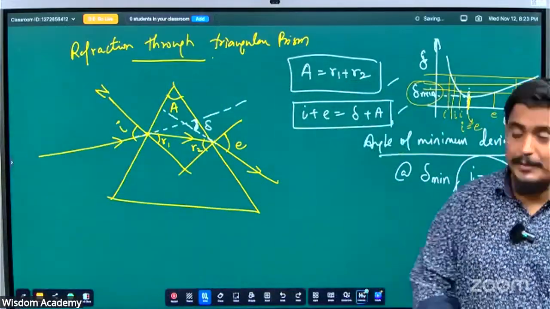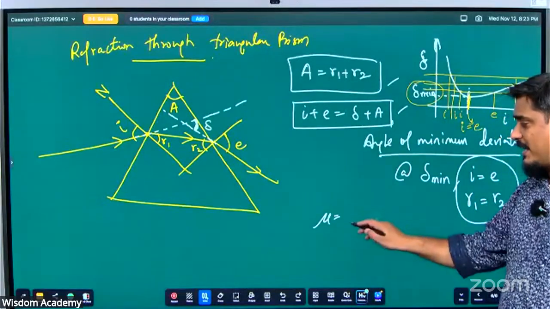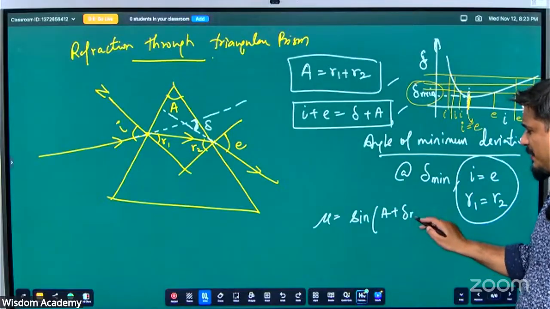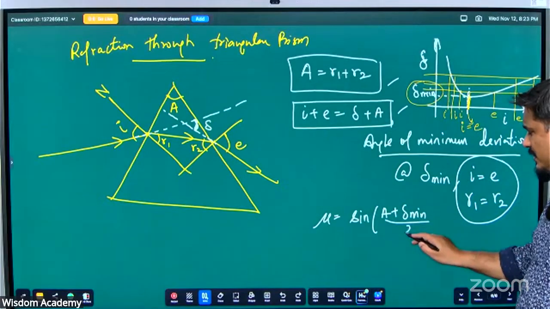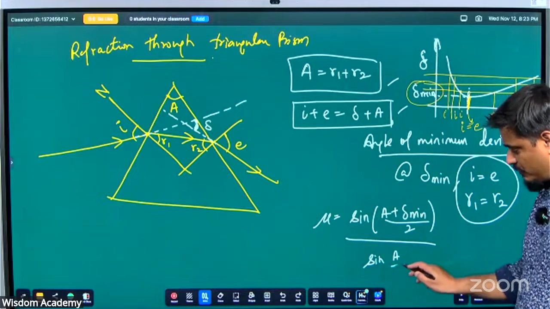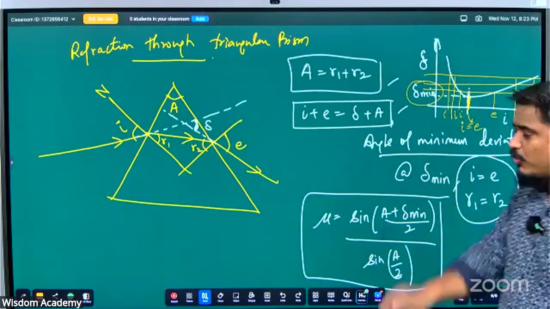So what will happen? If I write the equation of mu, which is equal to sin I by sin R, it will become sin of (A plus delta min) by 2 divided by sin A by 2. Once again, a very important derivation for the board examination.